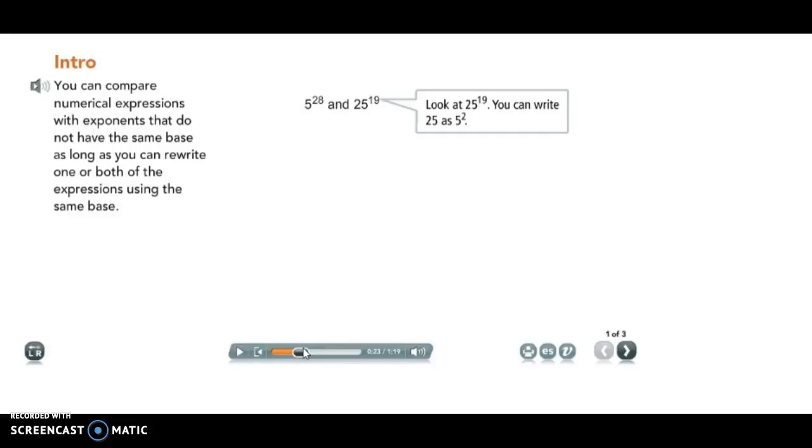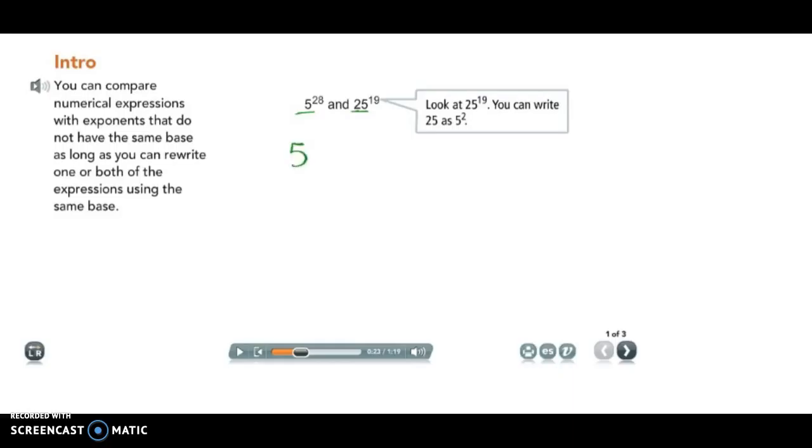This is already shown for you on your notes, so you don't have to take any notes, but I wanted to make sure that I was explaining it. You notice that our bases are not the same. One is a 5 and one is a 25. So we want our bases to be the same to be able to compare them.